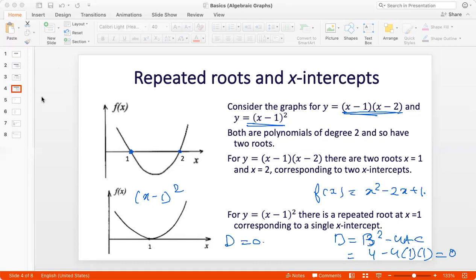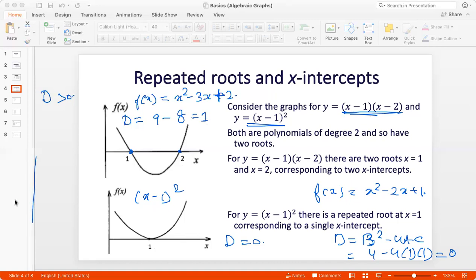What about here? When the roots are distinct, the discriminant should be greater than 0. And f(x) here is x squared minus 3x plus 2, right? So discriminant is b squared minus 4ac, which is 1. So we see that the discriminant is positive.